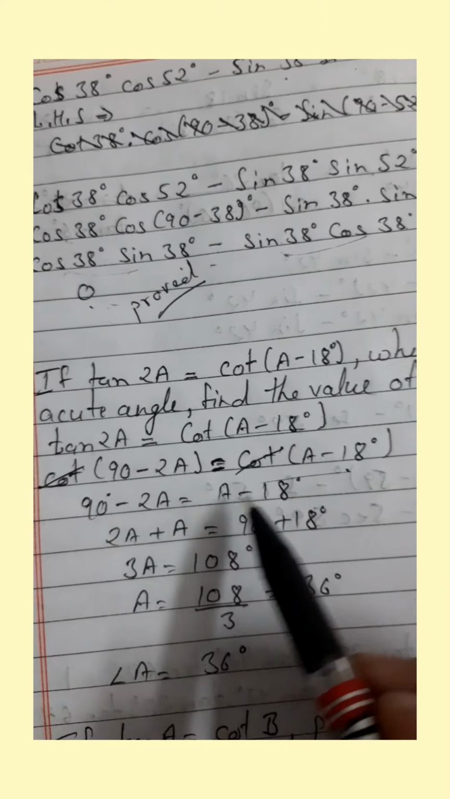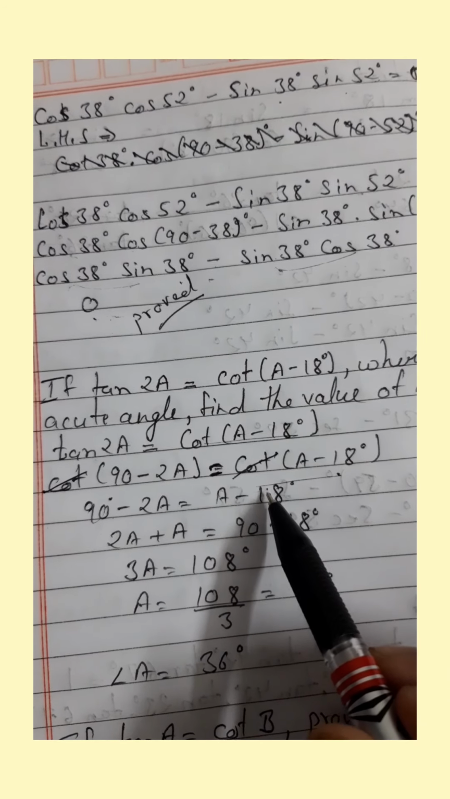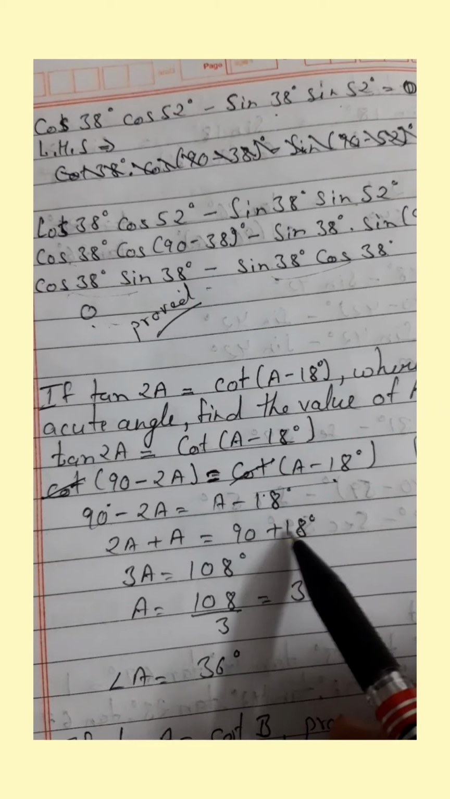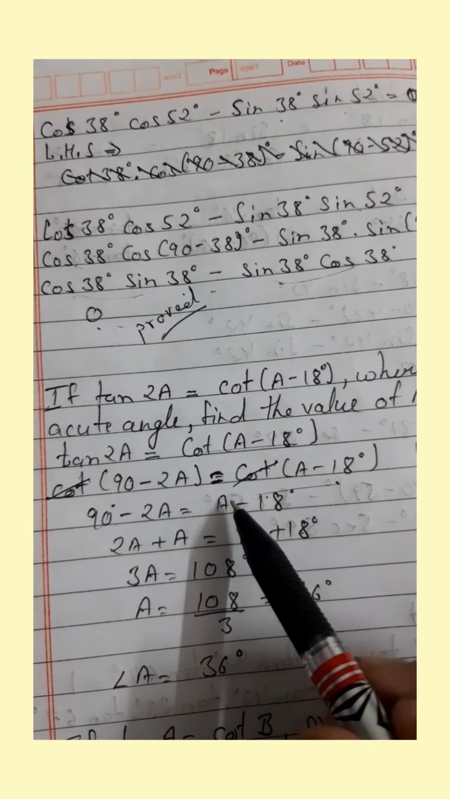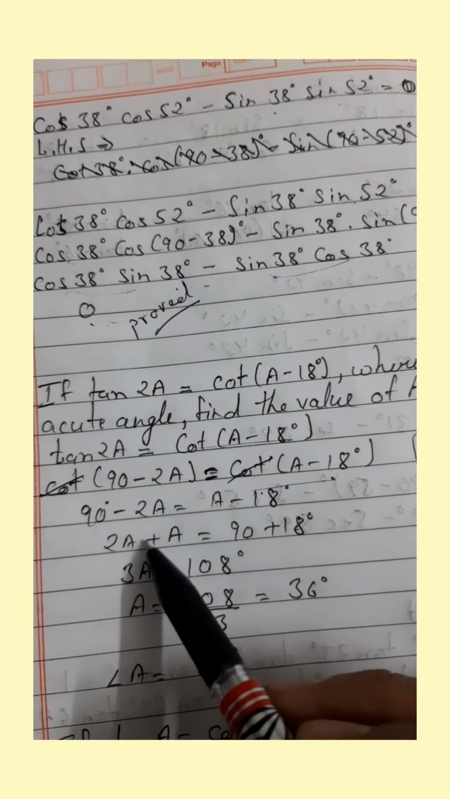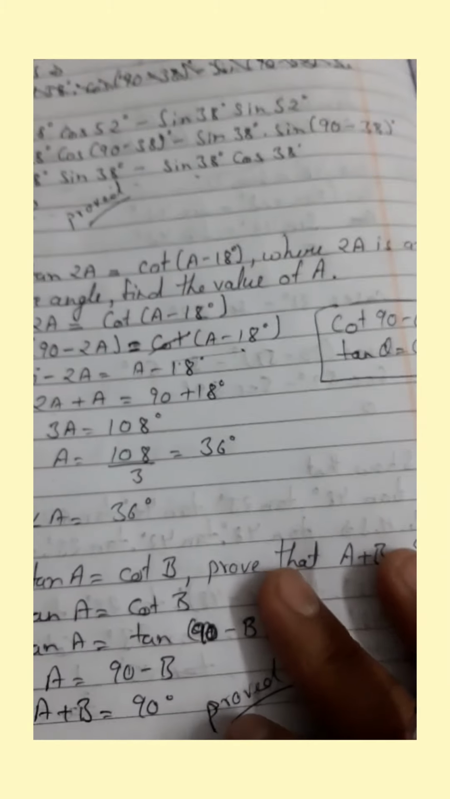Then 90 minus 2a equals a minus 18. Right? So minus 18 is there. When we change its side, it will convert to plus. So 90 plus 18. Minus 2a is there. When we change its side, it will go to plus. So 2a plus a, and 2a plus a is 3a equals 108. Or a equals 36 degree. It means the value of angle a is 36 degree.